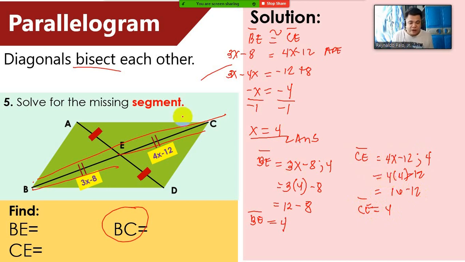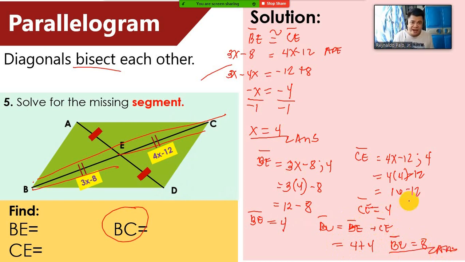Alright? Now, the next thing is segment BC. For segment BC, just simply add segment BE plus segment CE. Alright, so BE is 4 plus 4. So therefore, segment BC is equal to 8. So that's the measurement of segment BC.